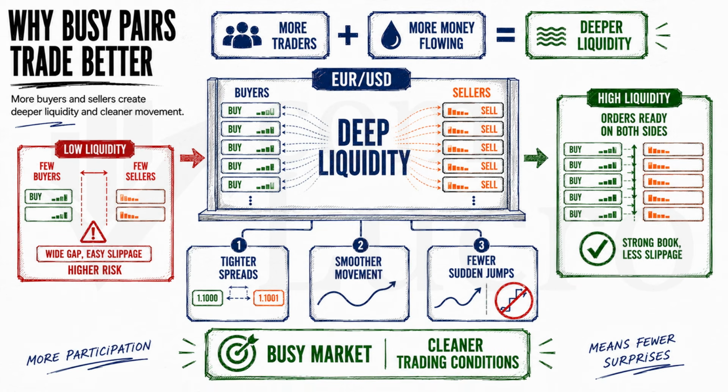And busiest is exactly what you want as a beginner, because all that trading activity does something powerful for you. It makes these pairs deeply liquid. Liquid just means there are always plenty of buyers and sellers ready to trade. And when a market is that liquid, it tends to have the tightest spreads, the smoothest price movement, and far fewer of those sudden, ugly jumps that catch people off guard.